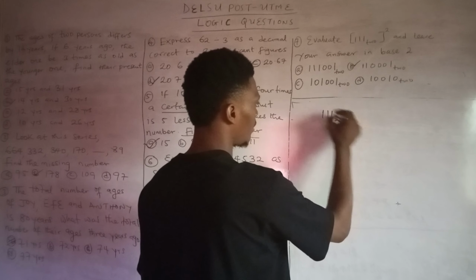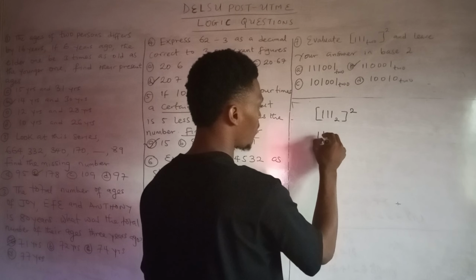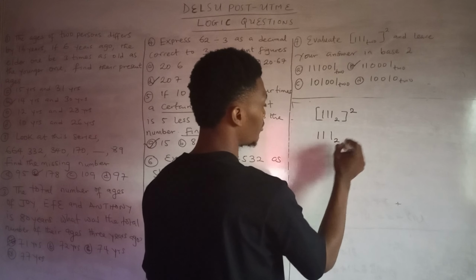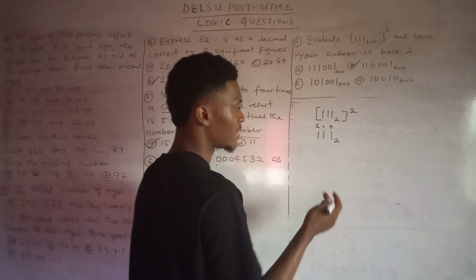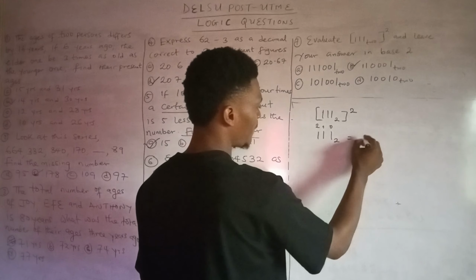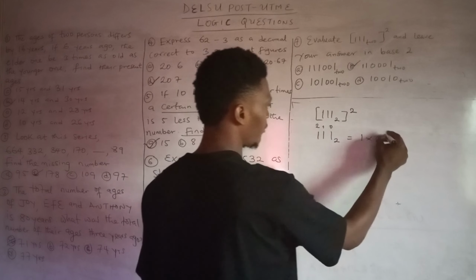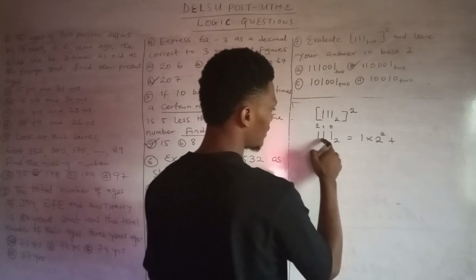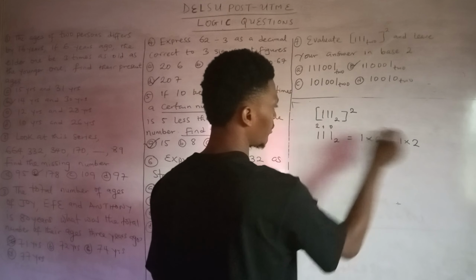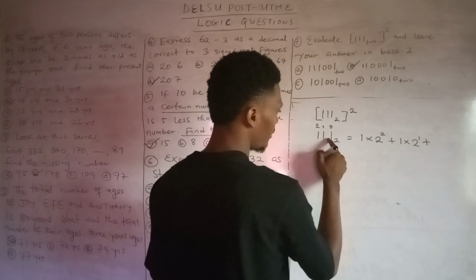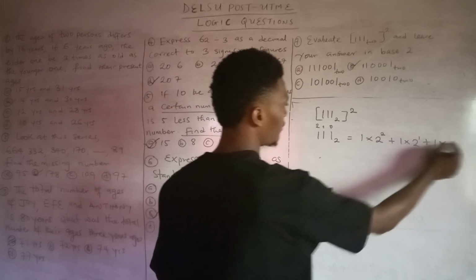111 base 2 all in square. And then the first thing you have to do is to convert this 111 base 2 to base 10. And what do? 0, 1, 2. Normal basis. And then this becomes 1 times 2, which is the base 2, raised to the power of what? 2. Then plus 1 again times base 2 raised to the power of what? 1. Then plus 1 again, 1 times base 2 raised to the power of 0.